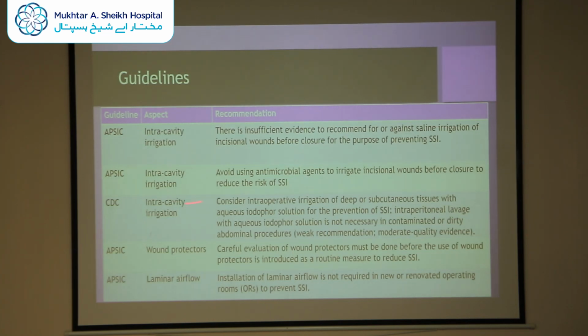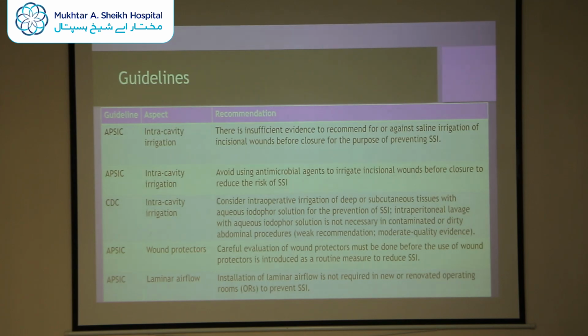So with regards to intracavity irrigation for clean and clean contaminated surgery, there is insufficient evidence for recommendation of saline irrigation. However, CDC recommends intraoperative irrigation of deep or subcutaneous tissues with povidone iodine for prevention of SSI. Intraperitoneal lavage with aqueous iodophore is not necessary in contaminated and dirty surgery. So, only in clean and clean contaminated surgeries.